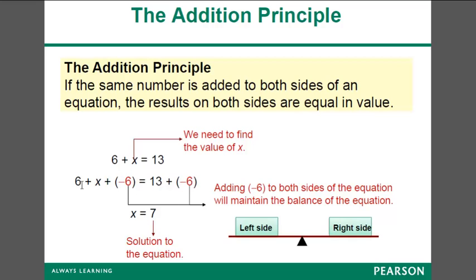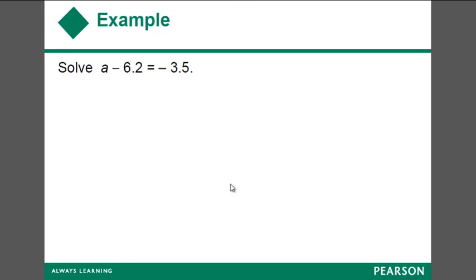This is why I'm always looking to add the opposite of whatever is here to both sides of the equation. This way these will cancel each other out, leaving me only with the variable. But remember, whatever I do to one side, I must do to the other side. So let's try some examples. For example, I have a minus 6.2 is equal to a negative 3.5.